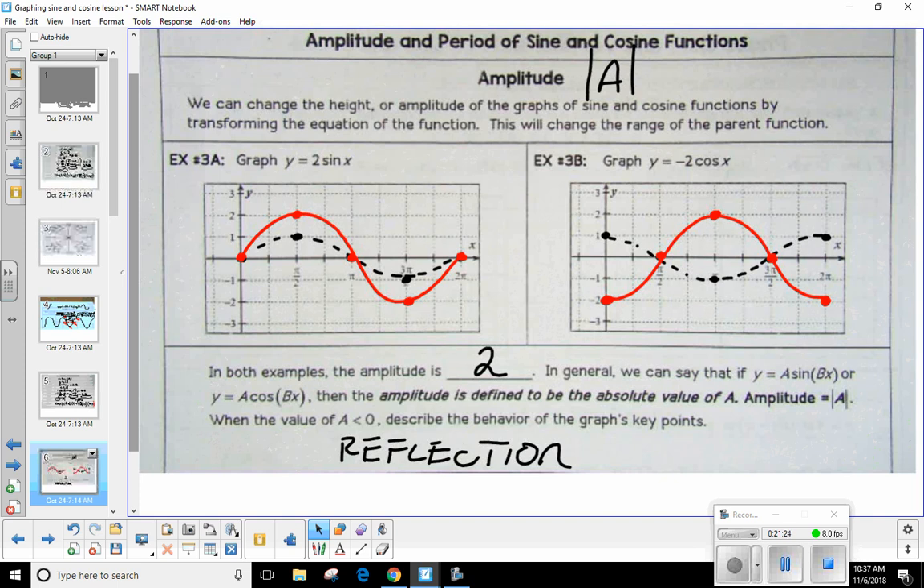Okay, Aiden, what do you think? Where would the negative have to be? It would have to be negative x. That's absolutely right. Okay. All right.